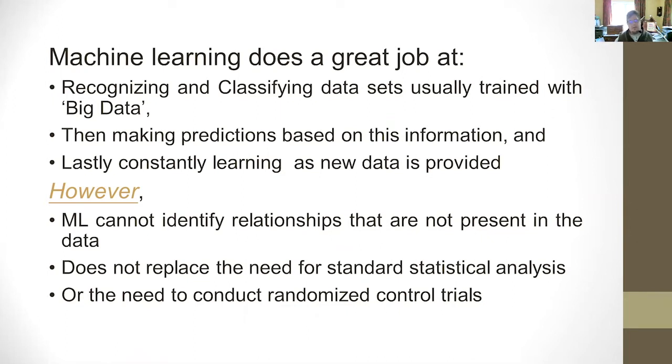However, machine learning cannot identify relationships that are not present in the data. So data veracity is still very much needed. Nor can machine learning models replace the need for standard statistical analysis or the need to conduct randomized control trials.